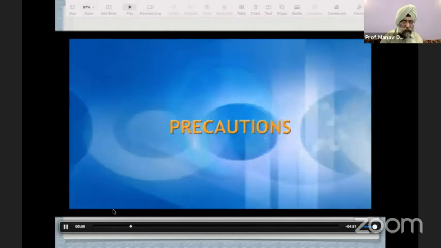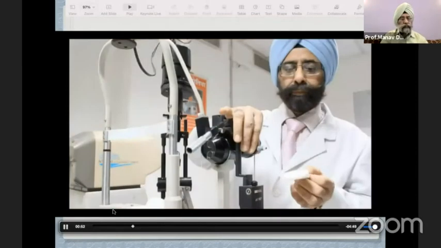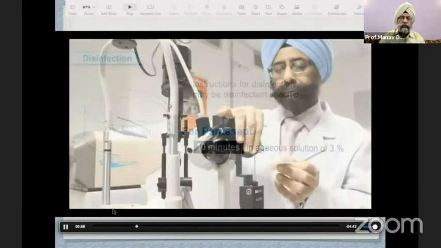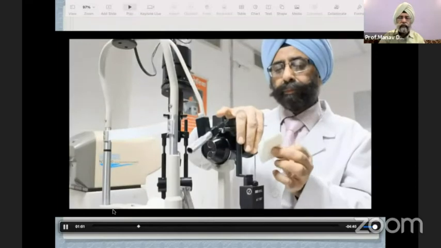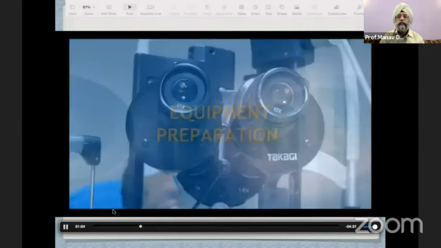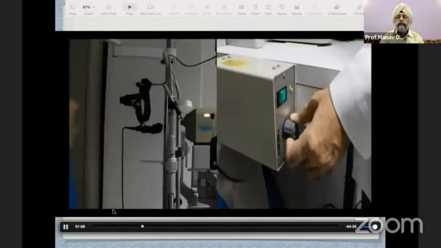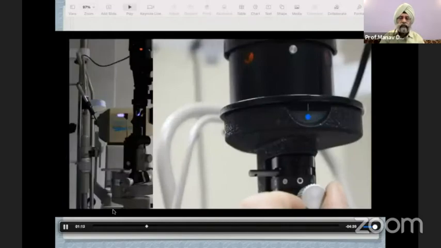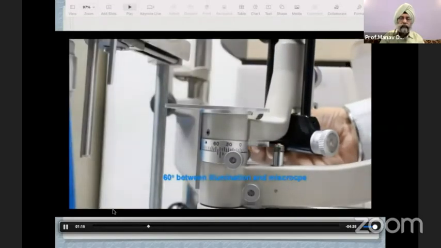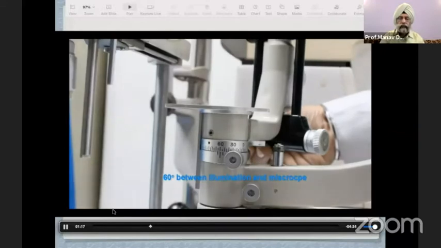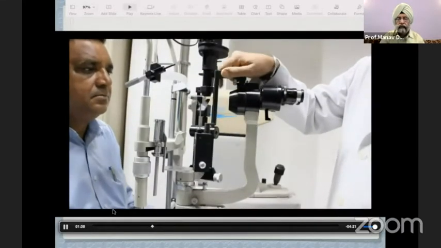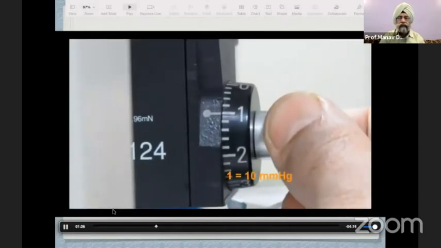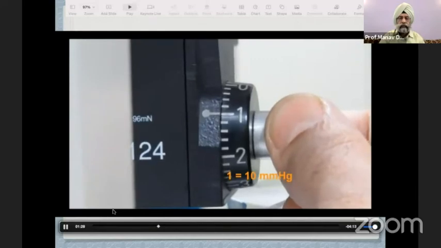Certain precautions need to be considered before undertaking the procedure. Remember to clean the tonometer between two cases and disinfect the prism after a day's use. Remove the chemical completely after disinfection or cleaning. The equipment preparation includes setting the magnification at 10x, switching power to maximum illumination, maximum thickness and maximum height, bringing the blue filter in place, and creating an angle of 60 degrees between illumination and microscope. Prism and tonometer should get fixed into the notch. After this, turn the measuring drum to setting 1, which is equivalent to 10 millimeters of mercury.